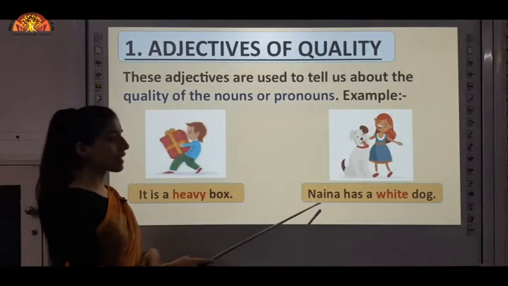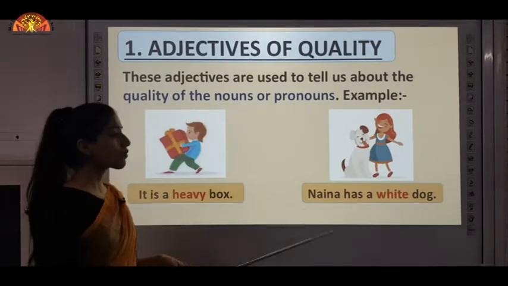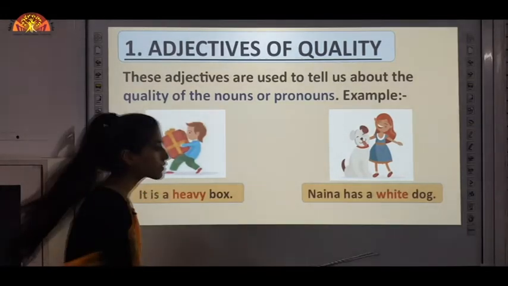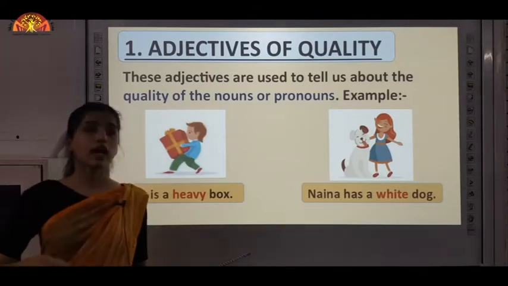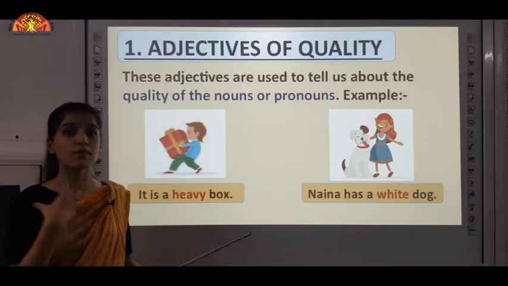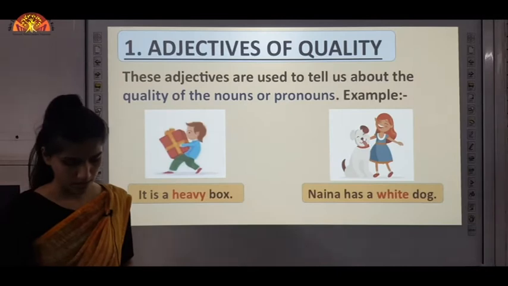You can see in the next example also, Nana has a white dog. So white here is describing, it is telling us about the quality of the dog. What kind of dog is Nana having, that is a white dog. It is describing the dog. So white is what? Adjective of quality.